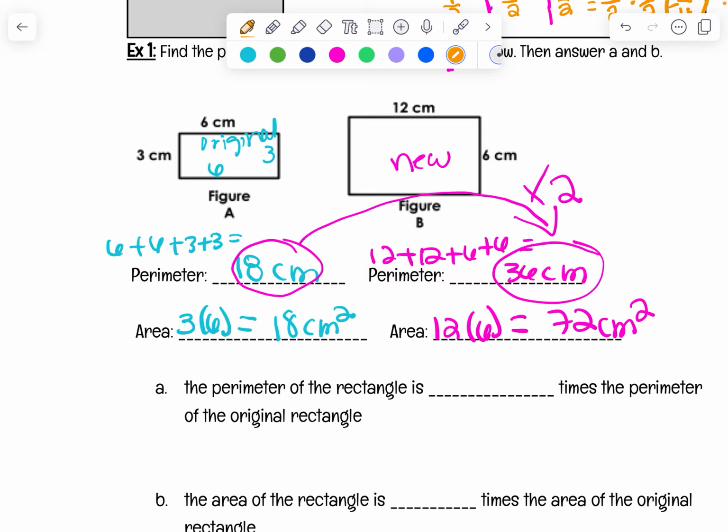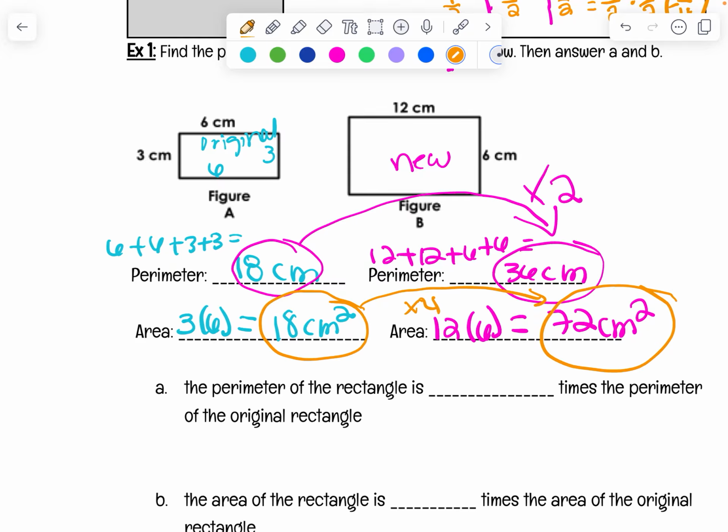And then I'm going to look at the area. So I went from 18 to 72. So did I do 18 times 2 to get me to 72? Or 18 times what got me to 72? So 18 times 4 got me to 72.